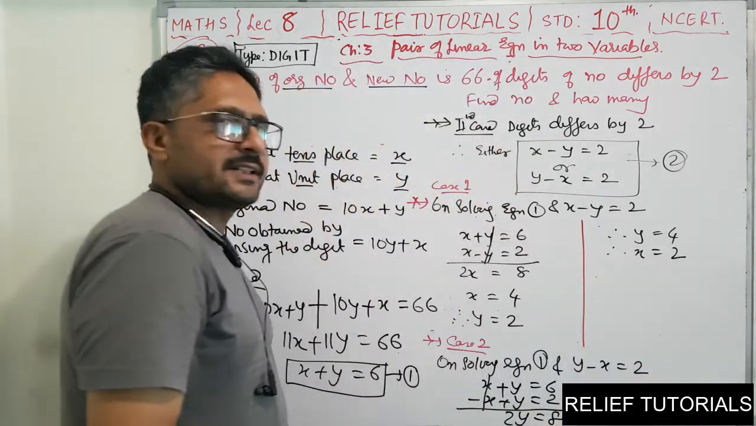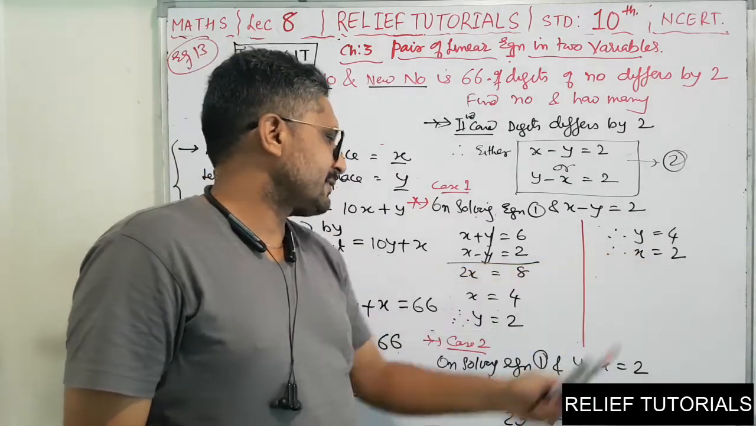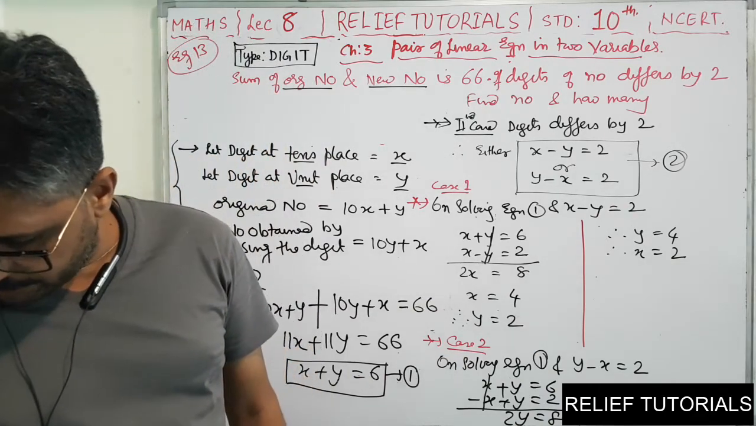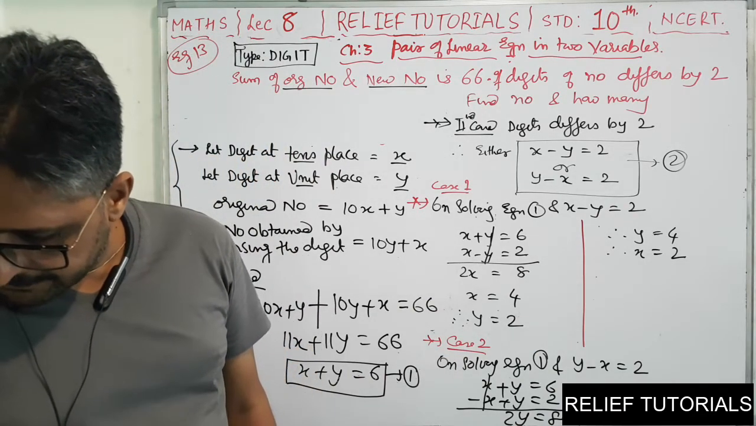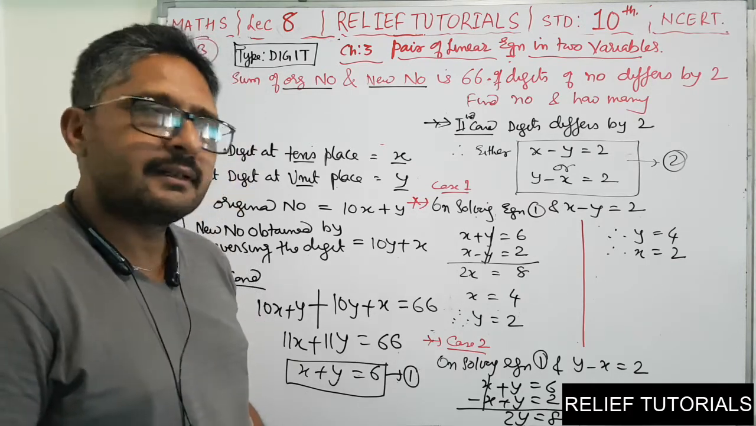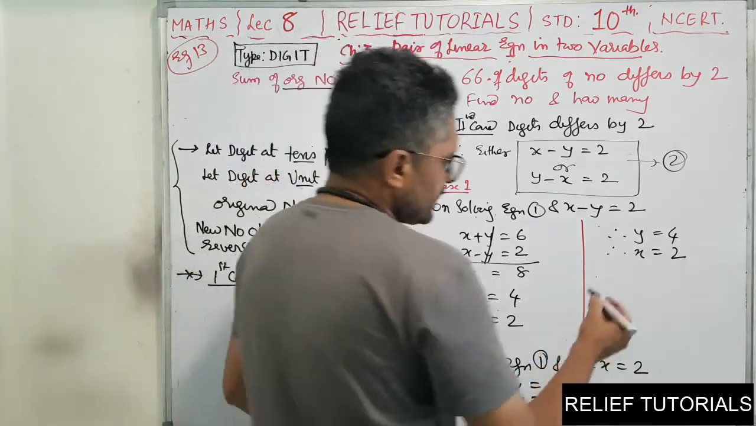So we get two conditions here. x equal to 4, y is equal to 2. y equal to 4, x equal to 2. Okay, so now what we have to find out? Here we have to find out how many such numbers are there. So there are two numbers. Now we will find original numbers.